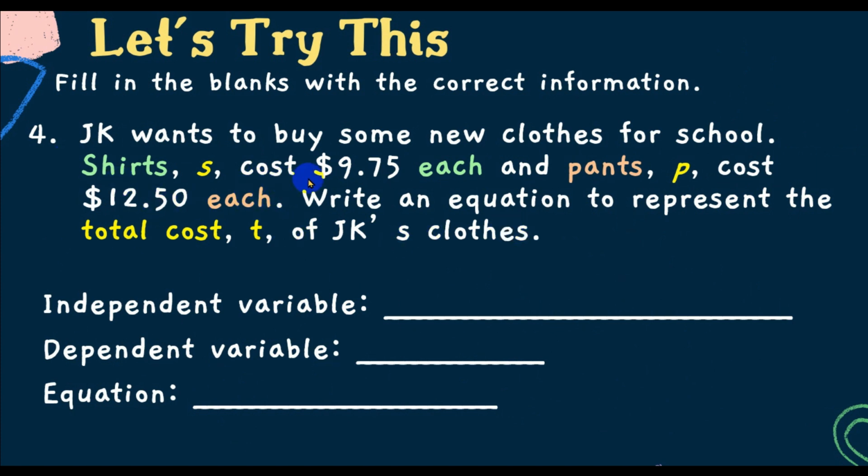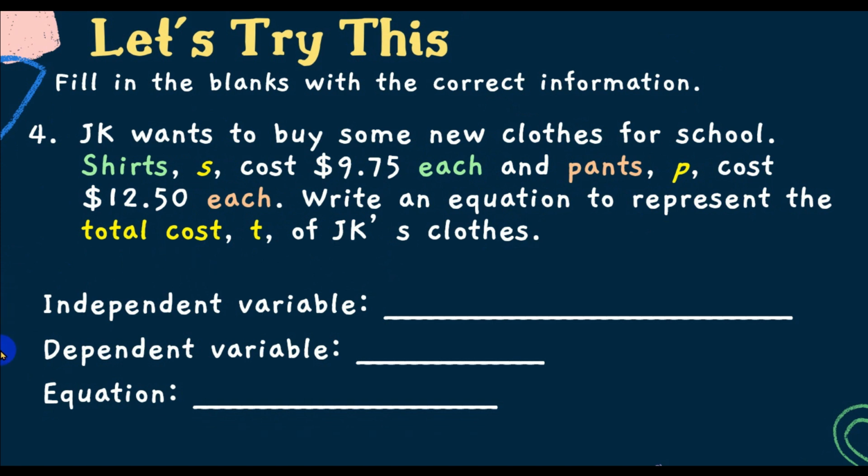So here we have JK wants to buy some new clothes for school. Shirts S cost $9.75 each and pants P cost $12.50 each. Write an equation to represent the total cost T of JK's clothes. So from the problem, as you can see, we have here total cost, and total is a clue word for the dependent variable. Kasi pag sinabi nating total cost, ibig sabihin po, possible na magbago to, depende sa kung ano ang mga bibili natin. Madadagdagan ba yung shirts? Madadagdagan ba yung pants? Mababago po yung ating total cost.